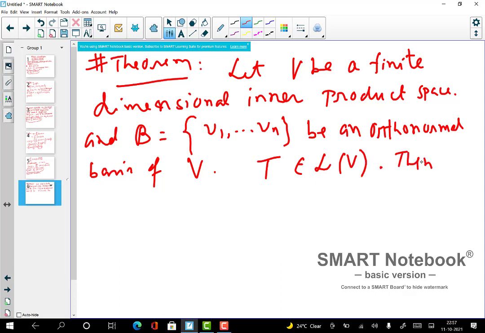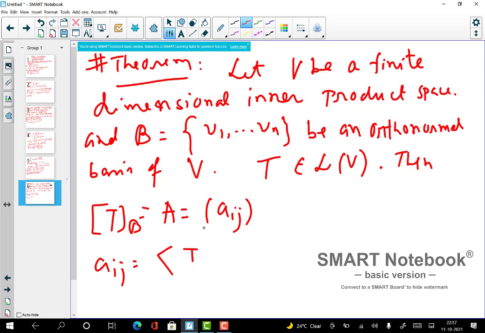Then what you can do? Then you can write down the matrix of T in terms of this basis B. Suppose this is matrix A. Then the ith row and jth column entries are very easy. What are they? They are nothing but an inner product, so this is the opposite way: Aij will be the inner product of T of vj, comma vi. And this is obvious. Why?